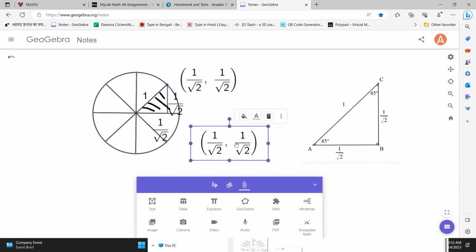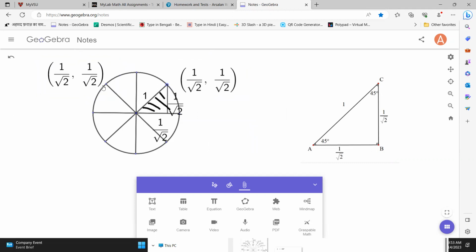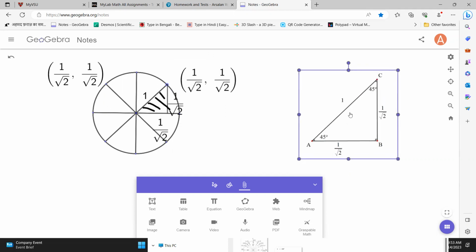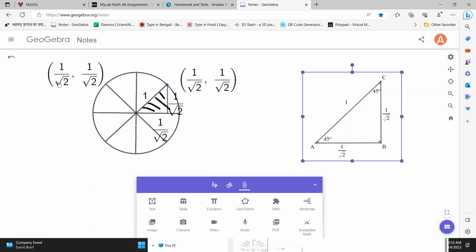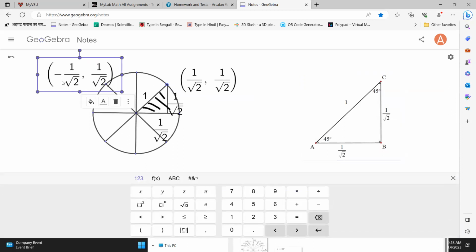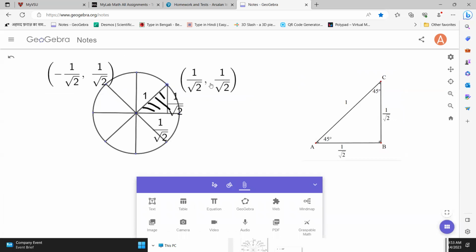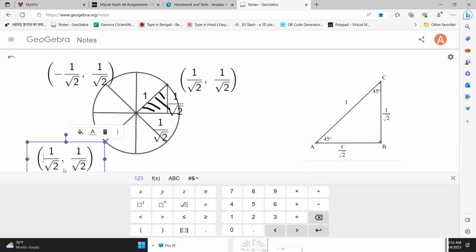But does anybody want to tell me what are the coordinates of this point? The x-coordinate is going to be negative here. I don't have to draw the triangle again. The x-coordinate is going to be negative, and the y-coordinate will stay positive because they are the same, right? Now, using the same argument, I want to know this point. What are the coordinates of this point? Piece of cake. Both x-coordinate and y-coordinate are going to be negative.